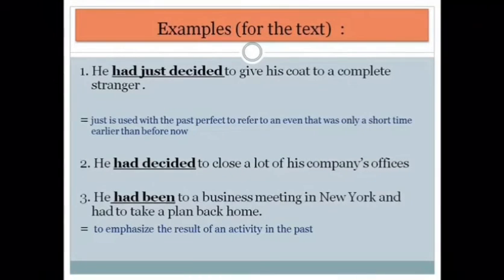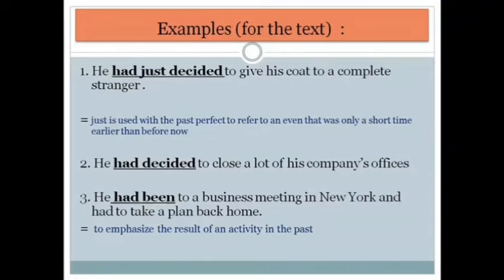For another example, he had just decided to give his coat to a complete stranger. In this case, just is used with the past perfect to refer to an event that was only a short time earlier than before now. He had decided to close a lot of his company's offices. He had been to a business meeting in New York and had to take a plane back home. These sentences emphasize the result of an activity in the past.